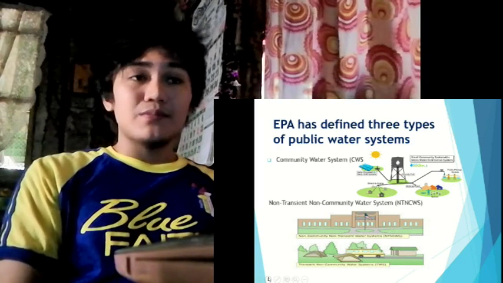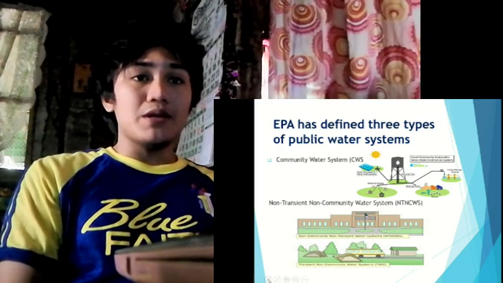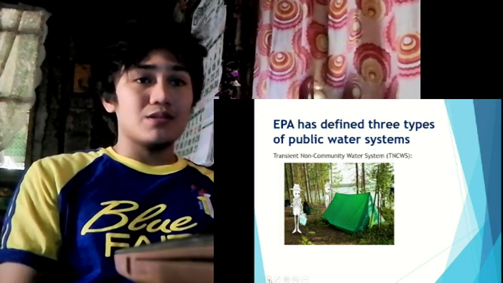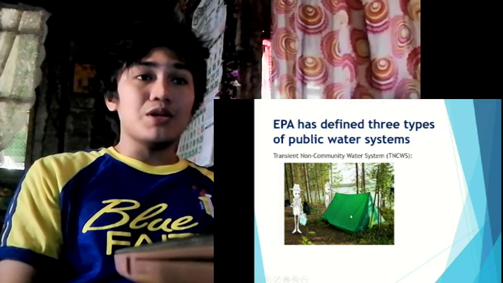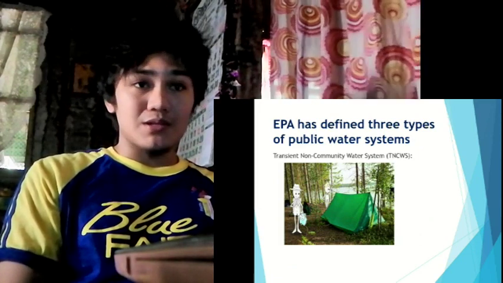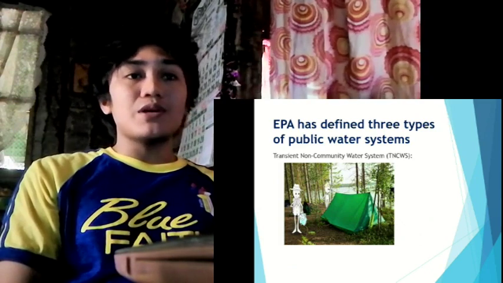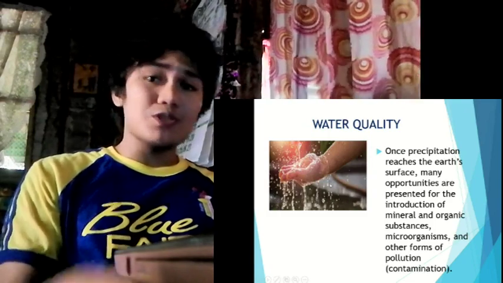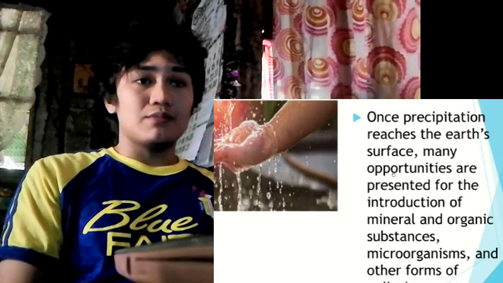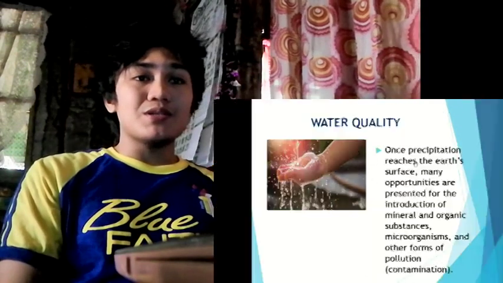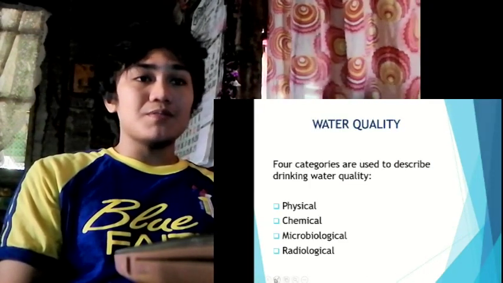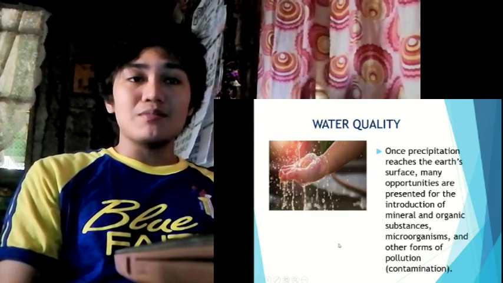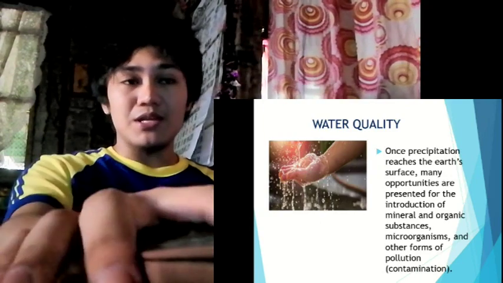Water quality. Precipitation in the form of rain, hail, or sleet contains very few impurities. It may contain trace amounts of mineral matter, gases, and other substances as it forms and falls through the Earth's atmosphere. The precipitation, however, has virtually no bacterial content. Once precipitation reaches the Earth's surface, many opportunities are presented for the introduction of mineral and organic substances, microorganisms, and other forms of pollution or contamination.